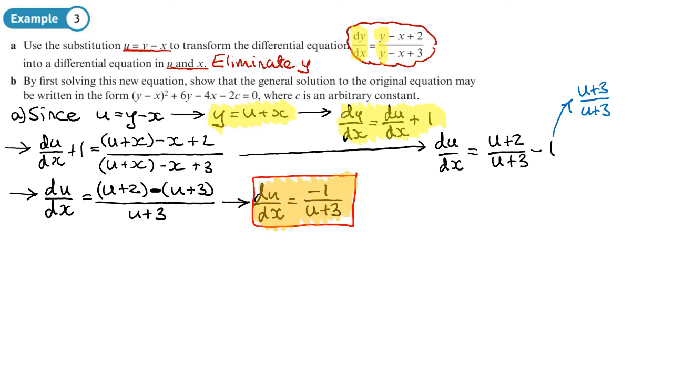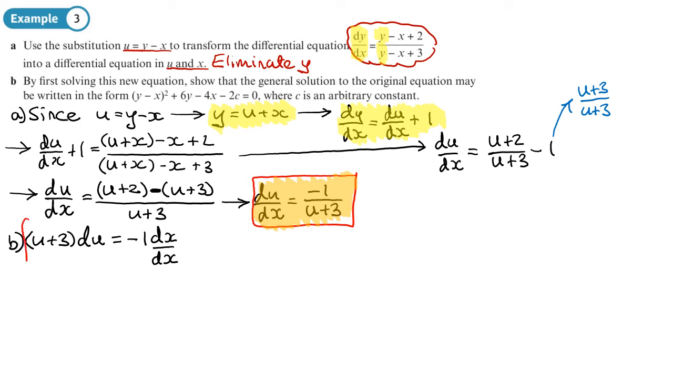Then in part B, it says by first solving this new equation, okay, so we'll solve this first, show that the general solution to the original equation, that means substituting back, may be written in this form here where c is an arbitrary constant. Right, so let's solve this. We can solve this by separation of variables. So if we do that, we multiply both sides by u plus 3, so I'll have u plus 3 du, and multiply both sides by dx, I'll have negative 1 dx.